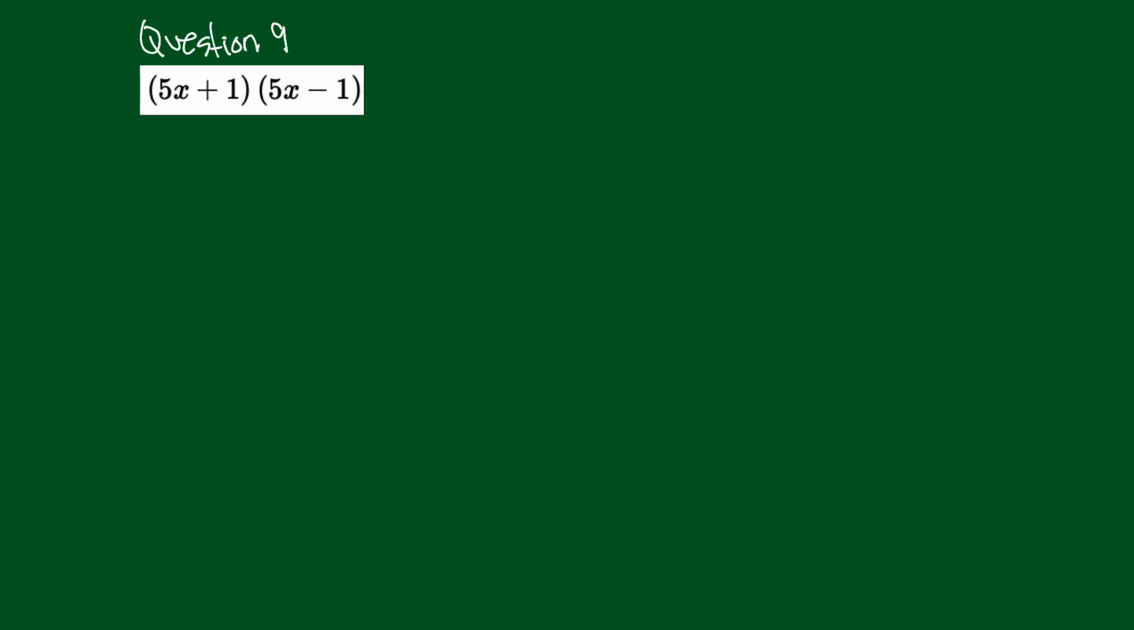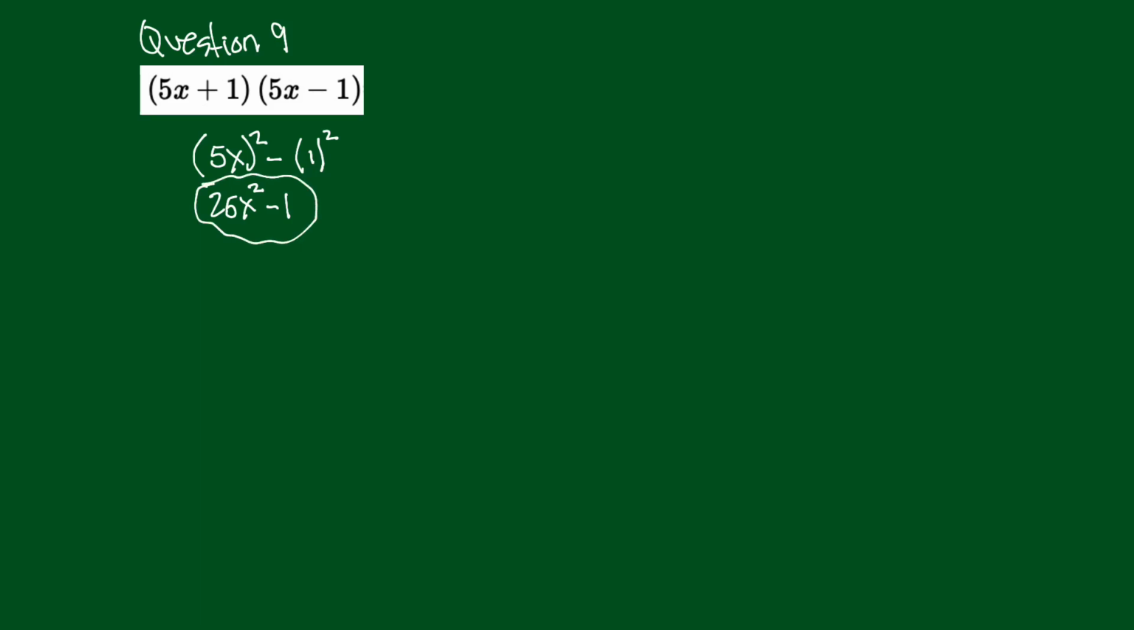Now here's how you can do this. And this comes up a lot, so it's a good thing to know. We're going to square the first term, put a minus sign, and square the second term. All right, this is a special product, and we'll talk about why it works in the next section. But here's what I do. I square the first, put a minus, square the second. Now 5x squared, 5x times 5x, 25x squared, put a minus sign, square the second, 1 squared is 1. There we go.